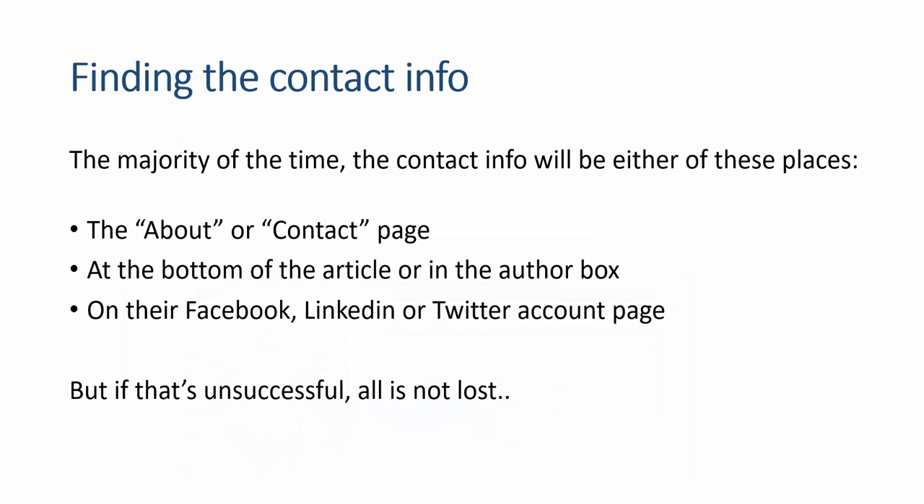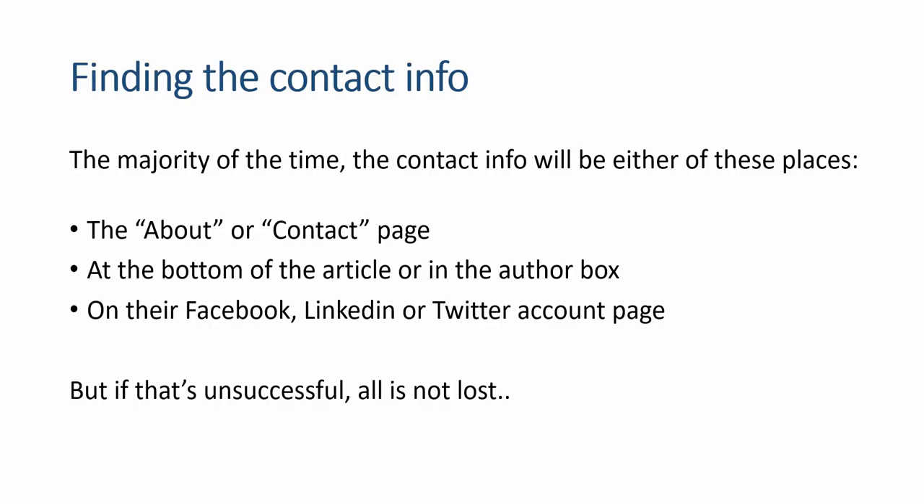The next stage is finding contact info, and you want to make the outreach process as smooth as possible. It's important that this stage is done as part of prospecting, as it tends to add a lot more time onto the process, so it's probably better to do that initially before attempting outreach. The majority of the time, the contact info, the email address, is going to be in either the about or contact page, at the bottom of the article, or in the author box. It may even be on their Facebook, LinkedIn or Twitter account page.